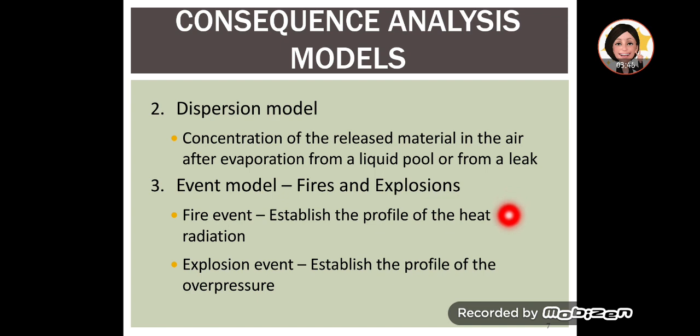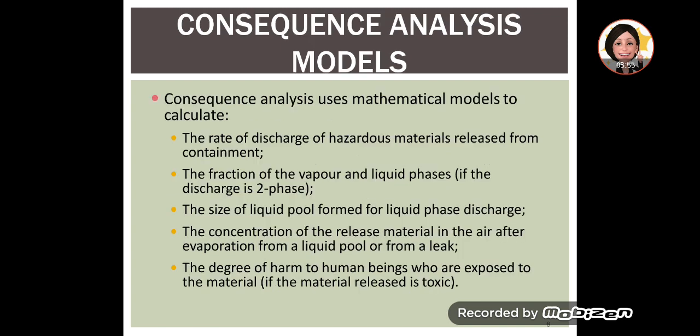And then we have the event model, which gives us either the fire event or the explosive event. This consequence analysis uses mathematical models to calculate the discharge rate, the fraction of vapor and liquid, the size of the liquid pool formed, and then the concentration of the release. So why do we need this? We can use this information to calculate the degree of harm to human beings who are exposed to the material, be it in a liquid form, which gives a thermal effect, as well as the toxic effect, and in some cases explosive effects.